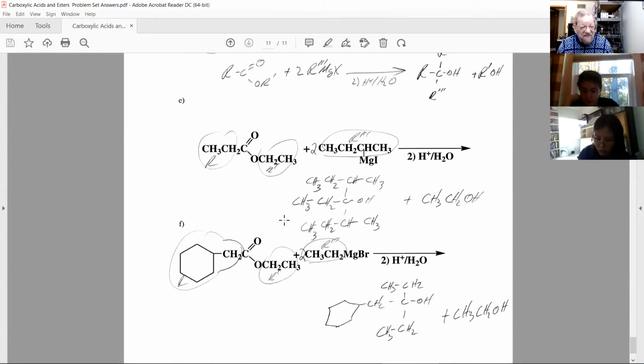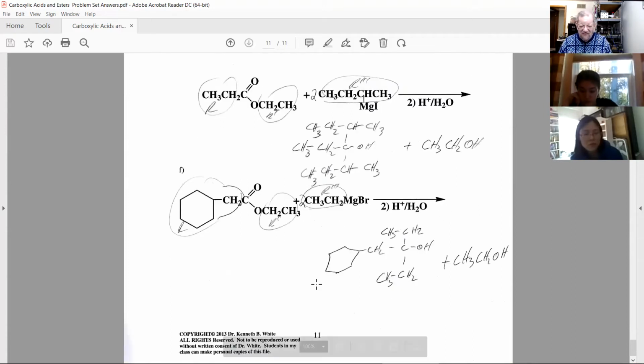If you notice, I had fun in E. I have a very simple ester, a slightly complex Grignard, and look at the alcohol you made here, and you keep R prime small, and this is the other alcohol. And I give you one more here also. Any questions on esters or carboxylic acids?